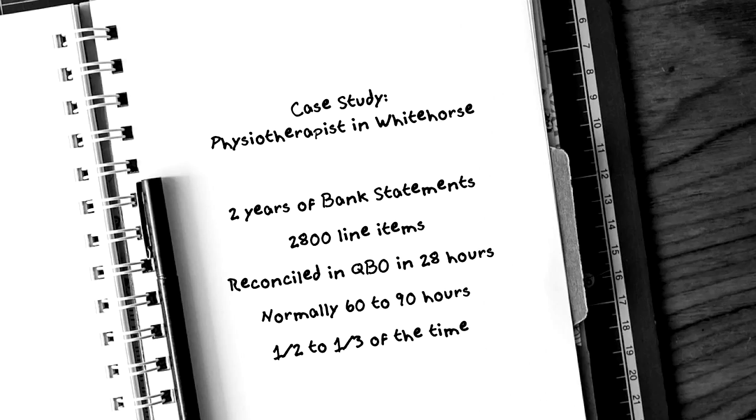Let me explain a case study that we did. We were working with a physiotherapist in Whitehorse who got audited for 2 years. We were brought in by an accounting firm because they were under the gun to do this. They got 2 years' worth of bank statements and also credit card statements. There were roughly 2,800 line items. So we scanned this information, got it into our system, and we reconciled it in QuickBooks Online, but you can also do this in QuickBooks Desktop. And we reconciled this in 20 hours.